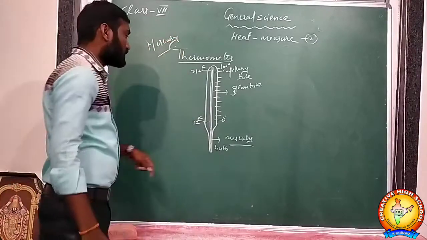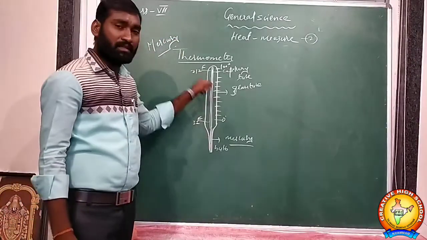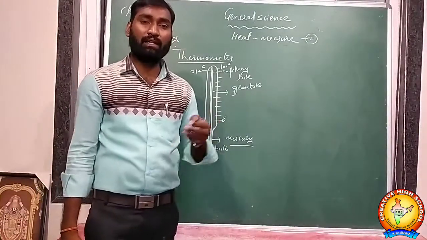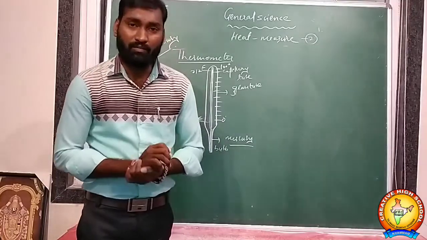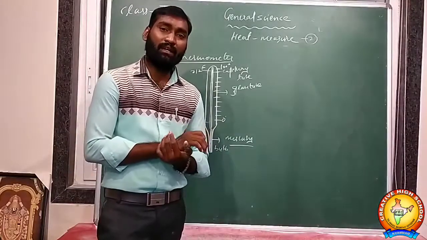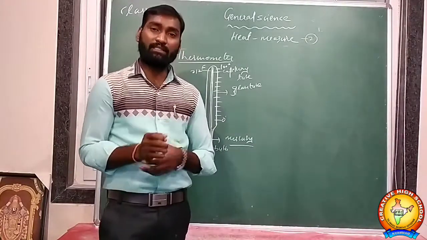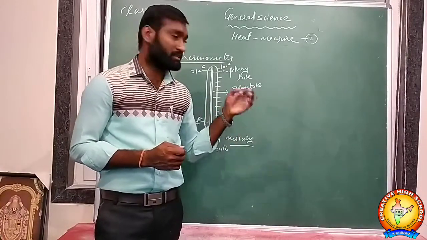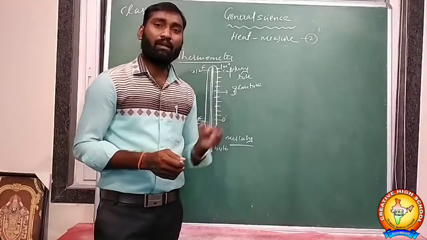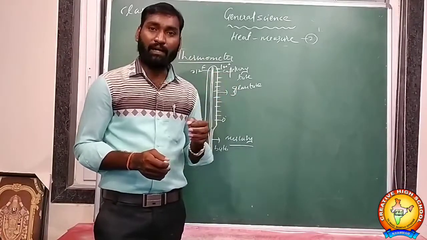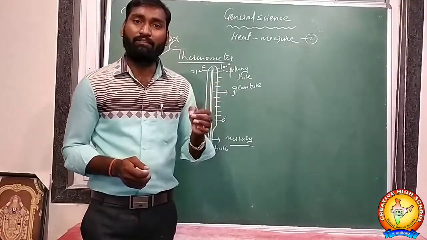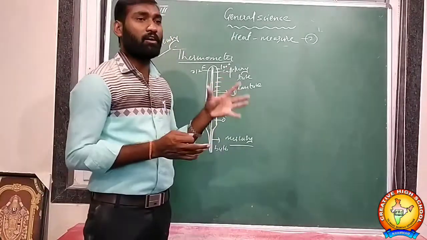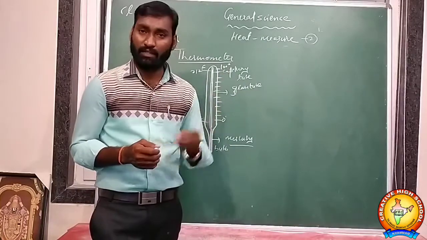So mercury is the liquid used in thermometers. What is the color of mercury? You may have observed mercury somewhere. It is a metal. Actually, its nature is a metal, but it is available in the liquid state. It does not stick to any object.